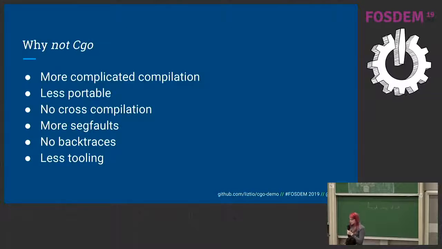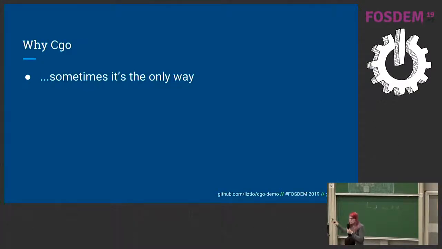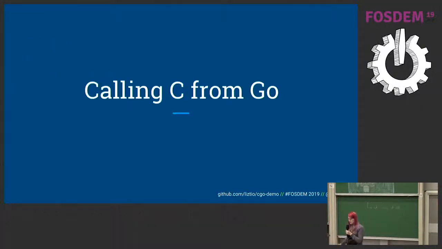So why should you use Cgo? Because you have to, basically. Sometimes it's really the only way to get what you want. I'm going to start off with calling C from Go, which is a little bit easier. Show of hands, how many people actually write C from time to time? All right, well, not all of you, so the rest of you can tune out for the next couple slides.